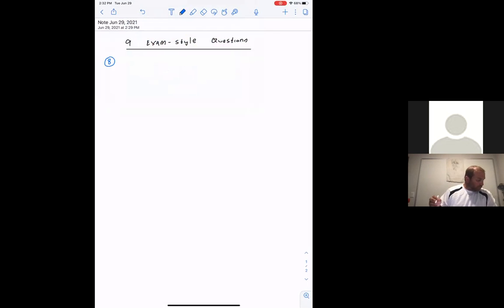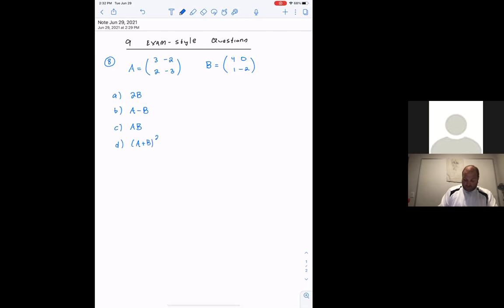Question 8. Paper 1. It says given A equals the 2 by 2 matrix 3, -2, 2, -3, and B equals the 2 by 2 matrix 4, 0, 1, -2. Find the following. A, it wants 2B for 2 marks. B, it wants A minus B for 2 marks. C, it wants AB for 2 marks. And D, it wants A plus B quantity squared, also for 2 marks.